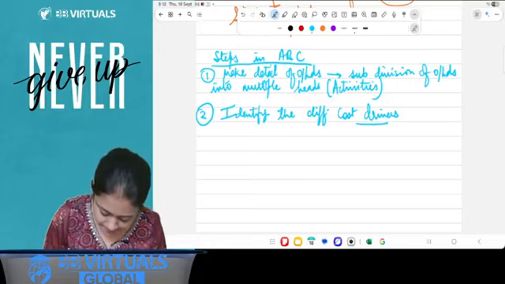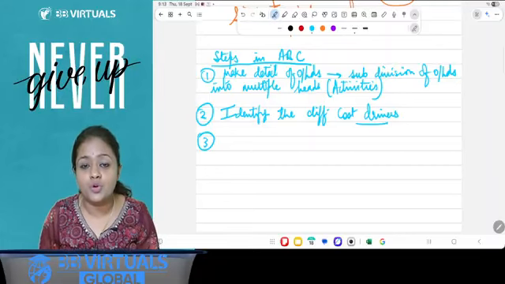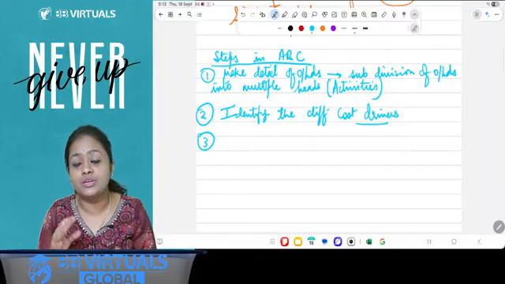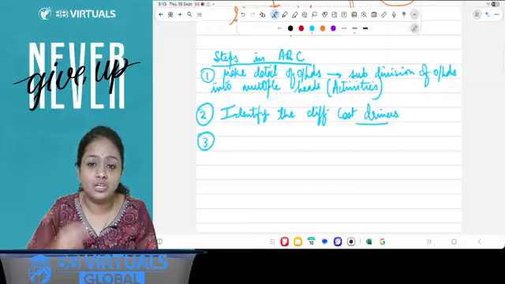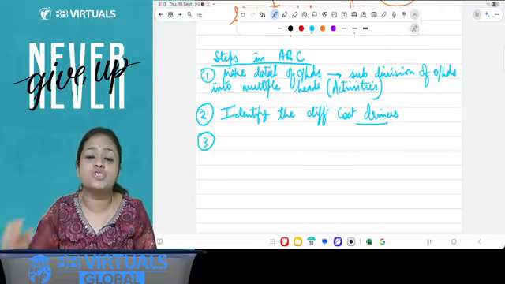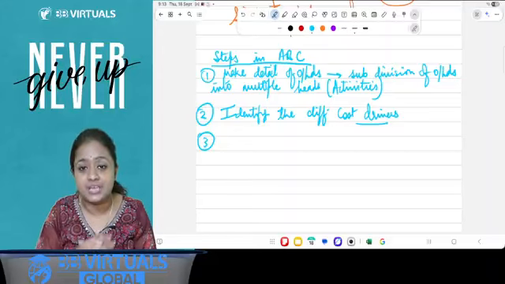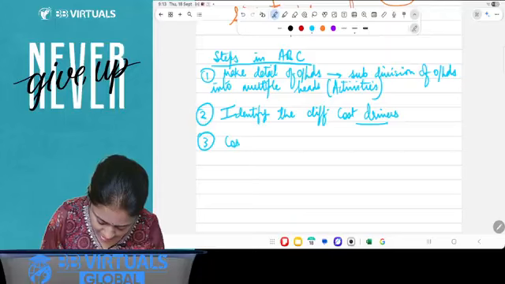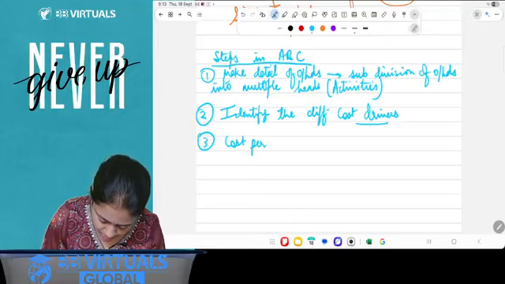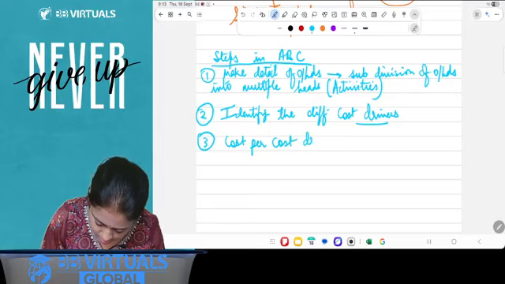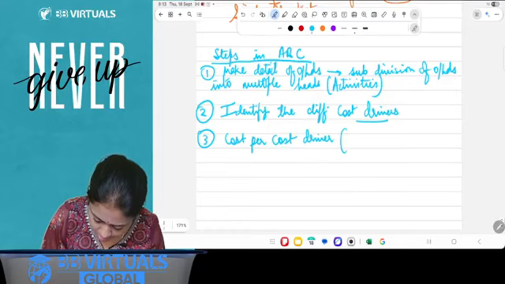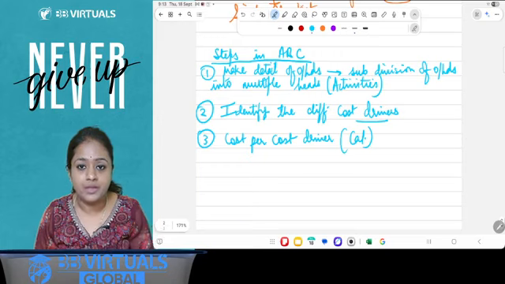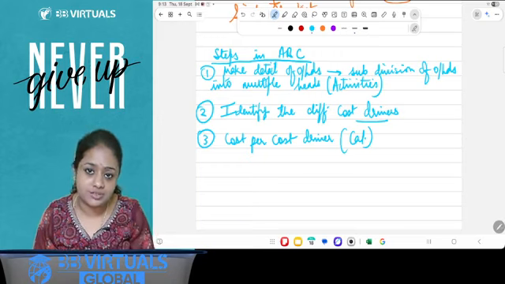Okay, third step. Now you will allocate the cost to the different departments or the different products based on these cost driver ratios. So we will calculate the cost per cost driver. Do this calculation, and you will get the cost per cost driver.